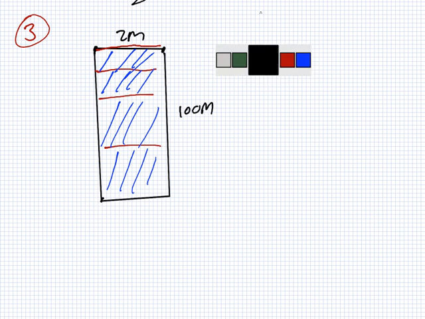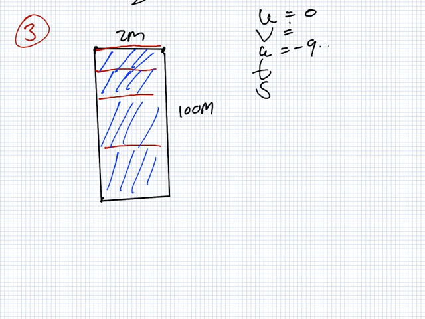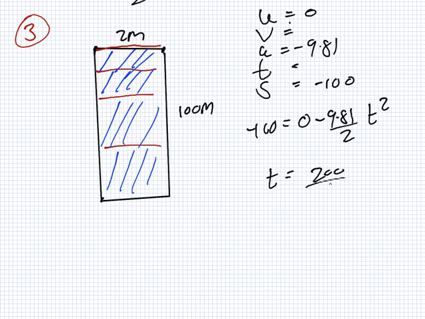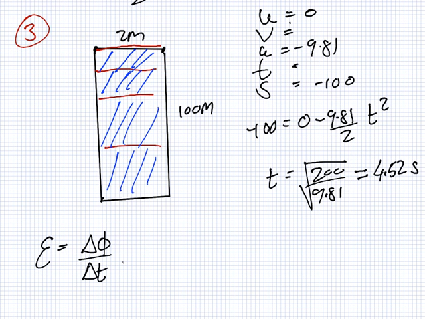Let's get the time first. UVATS. U is 0, V we don't know, A is minus 9.81, T we don't know, S is minus 100. S equals UT plus a half AT squared. So T is the root of 200 over 9.81. So that's the time then. 4.52 seconds.